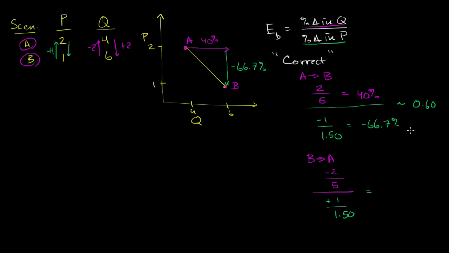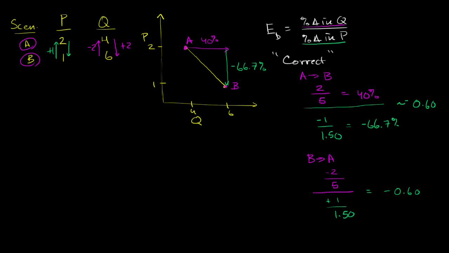But either way, actually this was a negative 0.60 because you have a positive divided by a negative. And this, too, when you evaluate it, is going to turn out to be the exact same thing. It's going to be negative 0.60. Now, if you calculated percentages in the traditional way, you would not get the same value for the price elasticity of demand, whether you go from A to B or B to A.